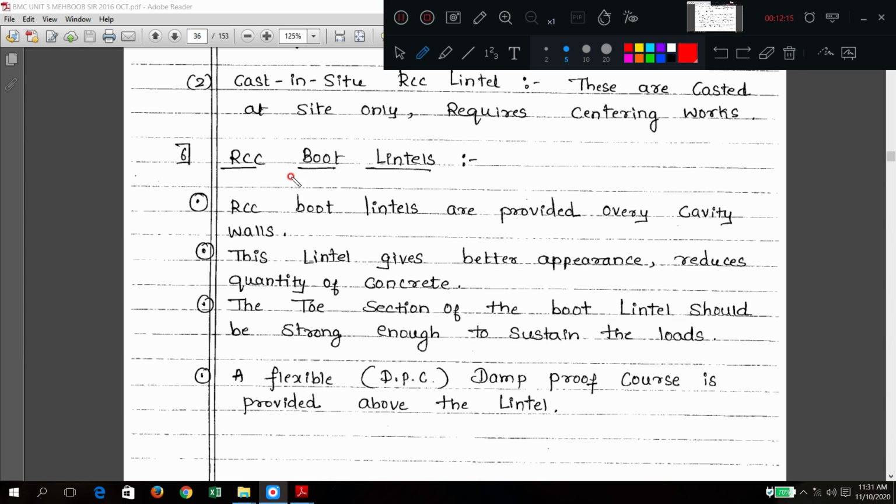This is about boot lintels. It is provided over the cavity and there is a damp proof course layer.